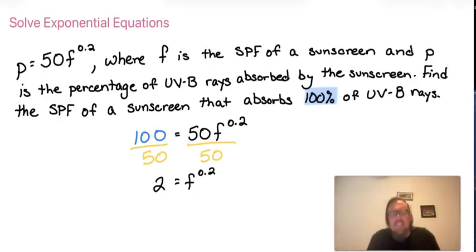And now I feel like we're kind of stuck because every problem that we've done so far, when we're solving an equation, we're making the bases the same and setting the exponents equal, but there's no way for us to make the bases the same in this problem when one of the bases is a variable. I can't do anything with 2 that's going to make it an F. So I can't make the bases the same and then set the exponents equal to each other like we have in previous problems.